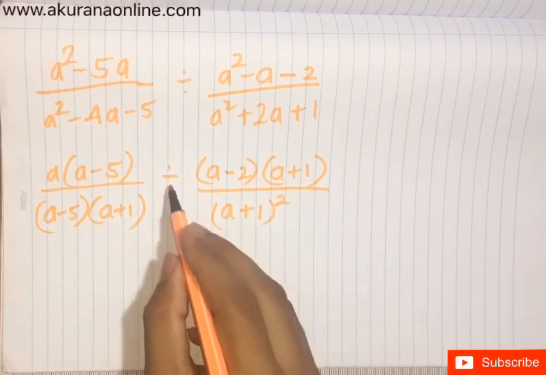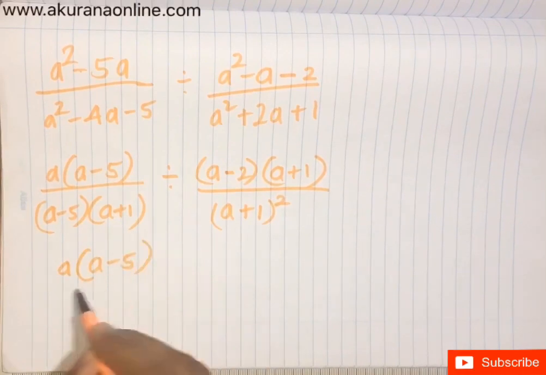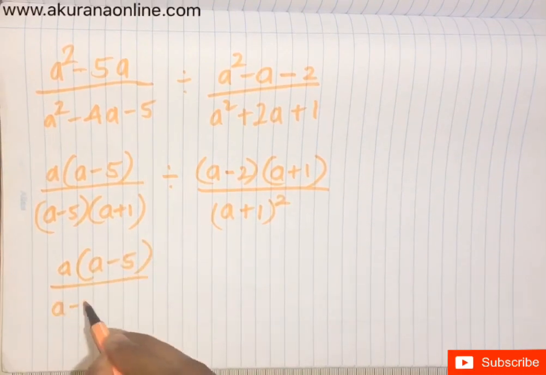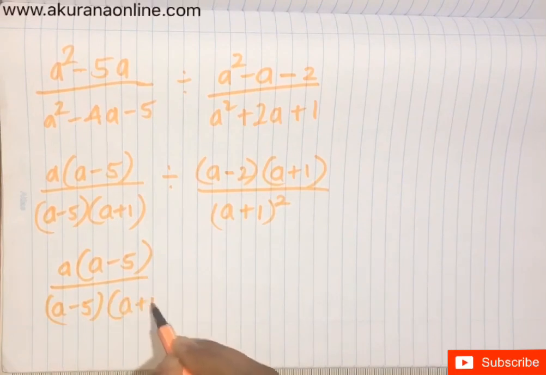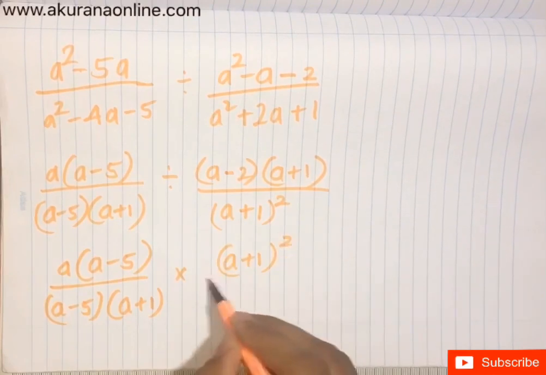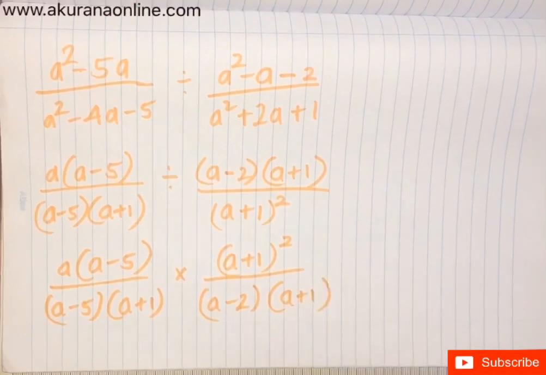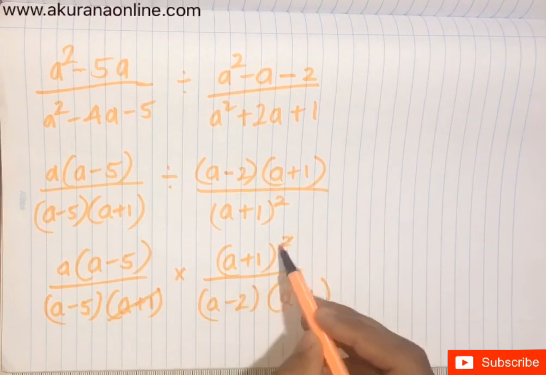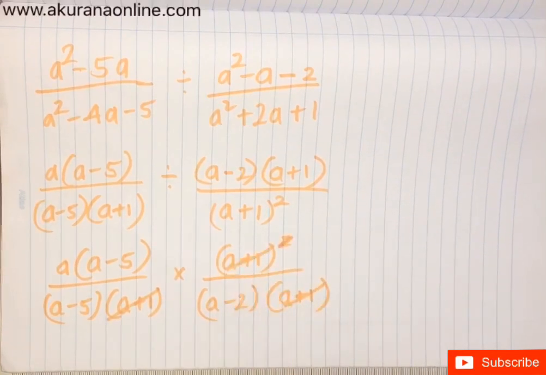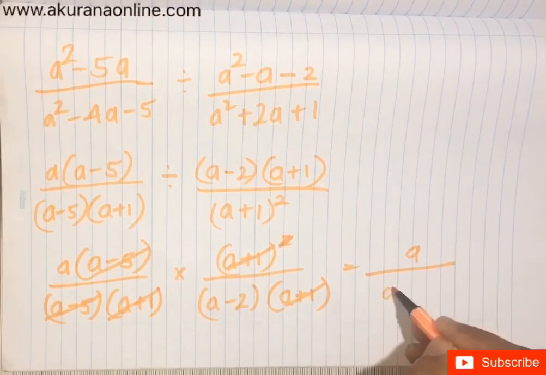Now what should you do? First you have to change this into multiplication. That is, you have a minus 5, and then you have a minus 5 here, then a plus 1, multiplied by, now you change the numerator and the denominator, you call it the reciprocal. Now you have a minus 2 and a plus 1. Now cut the common terms. You can cut one a plus 1 and then the one here, so both will be cut off. And then you have a minus 5. So what is the balance? You have a over a minus 2.